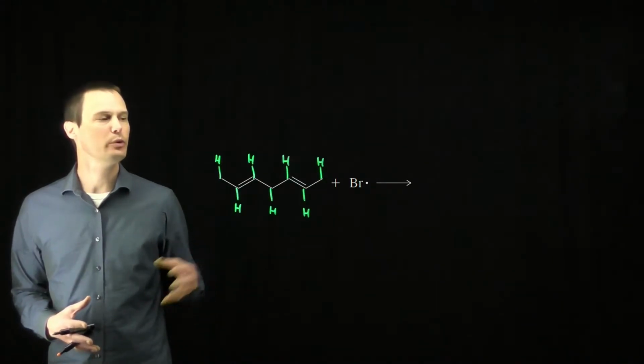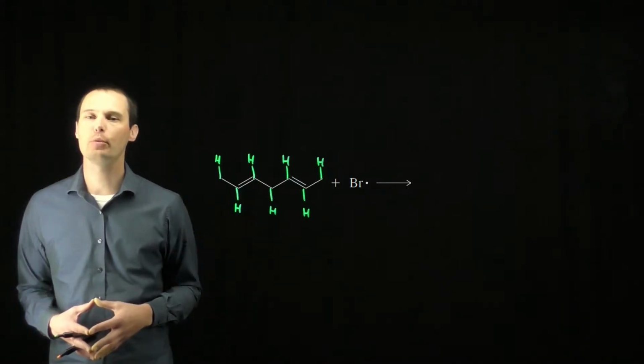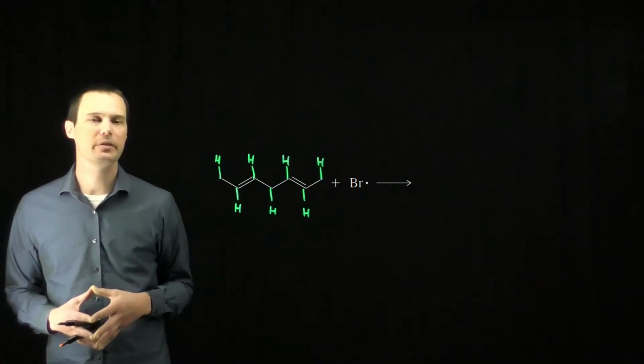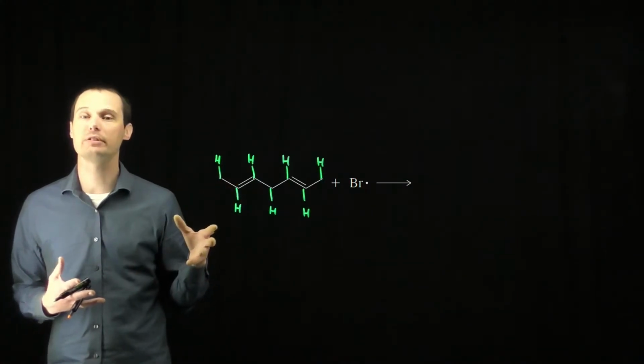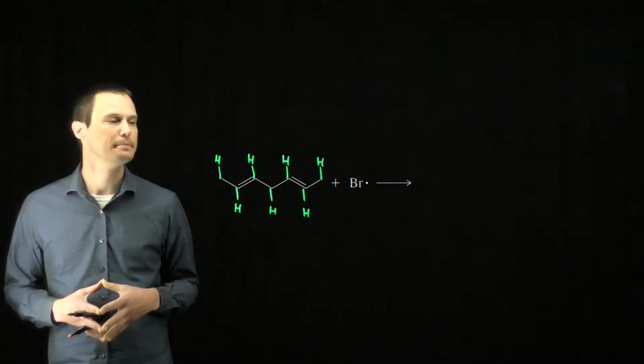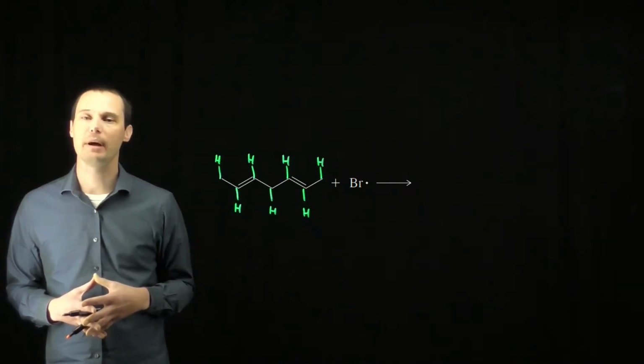The question asks us to predict which CH bond will react faster with a bromine radical. I've drawn in several of the CH bonds. Some of the carbons have more hydrogens attached, but I'm only drawing one for each carbon. We can rule some of these carbon-hydrogen bonds out immediately.